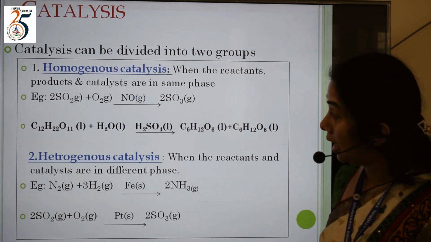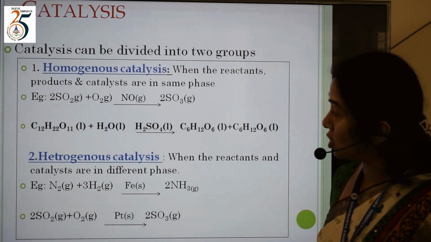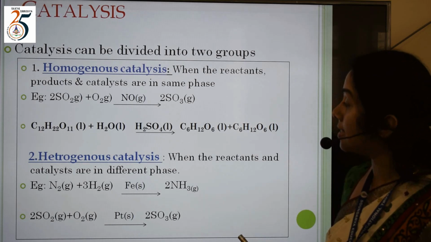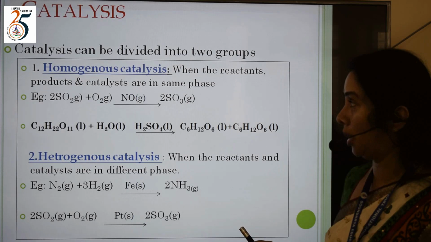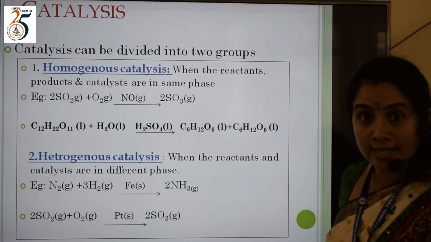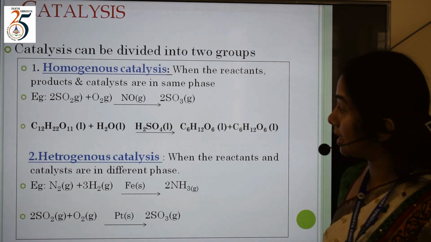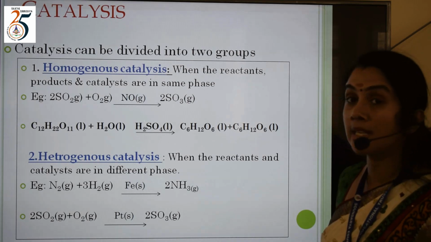Here also, see, the sugar is in liquid state, water is liquid, and sulfuric acid, the catalyst, is also a liquid. So in homogeneous catalysis, the reactants as well as the catalyst should be in the same physical state.